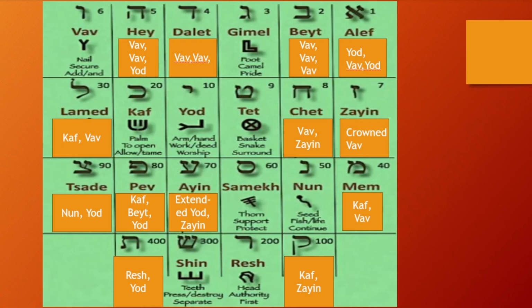Okay. Then you have tsade. Tsade is a nun, and there's the yod. So again, it is a word coming from a throne. Right. Here we have kaf for pay.